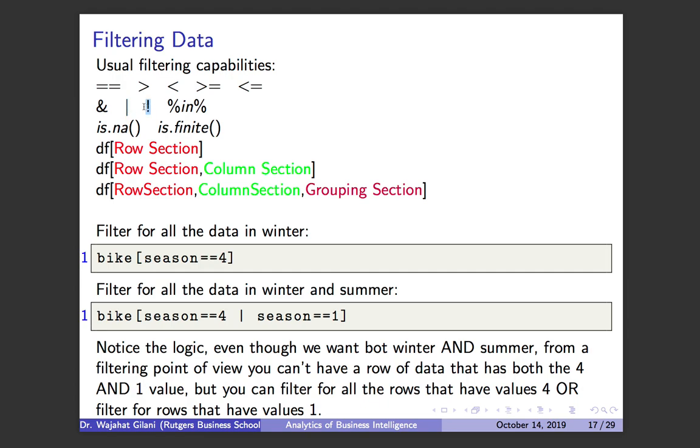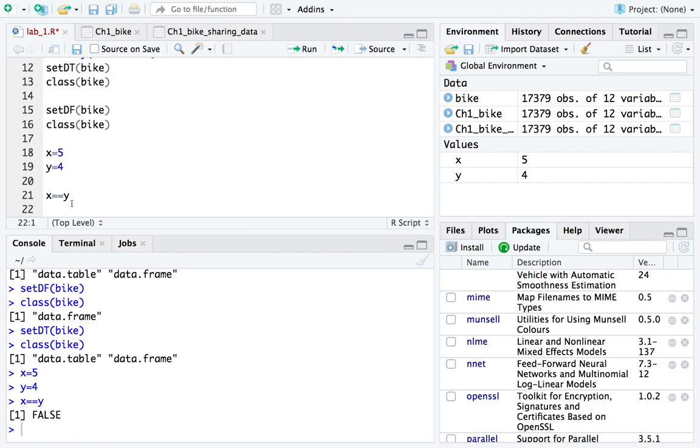This is an exclamation point, and what this means is basically the opposite of any condition. So if we go back to my example here, if this is x equals y, what if I want to test to see if x does not equal y?